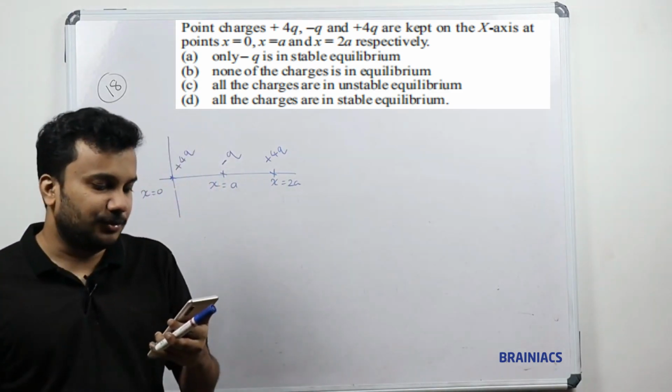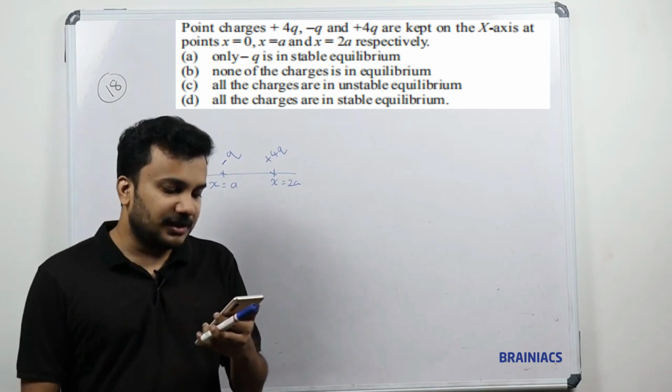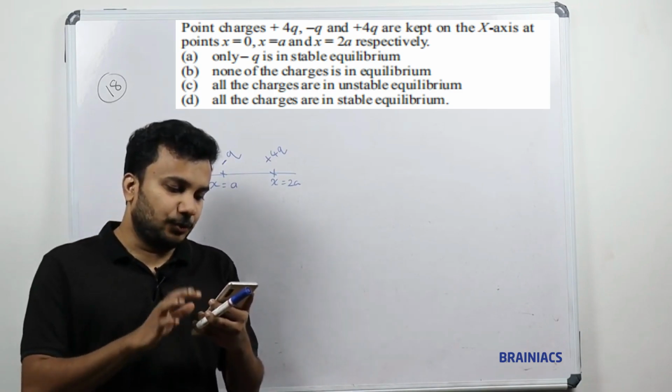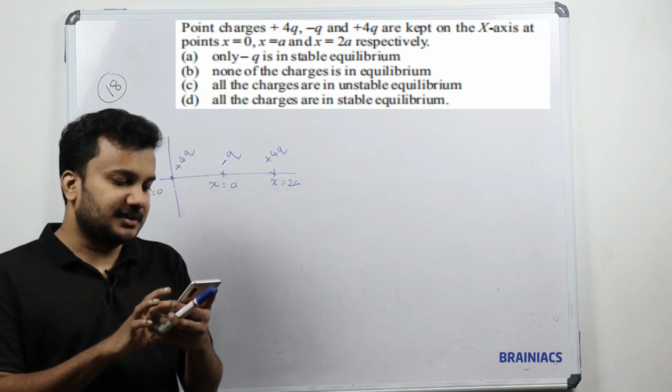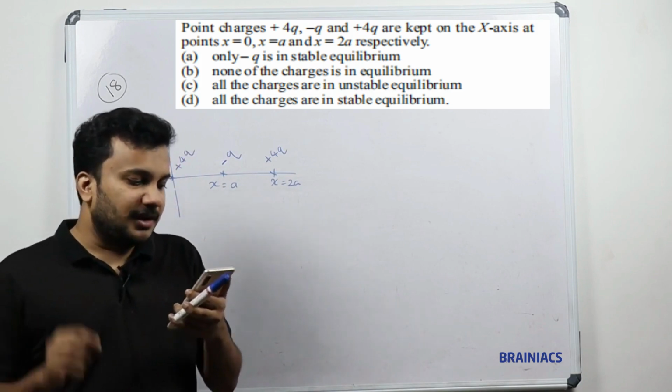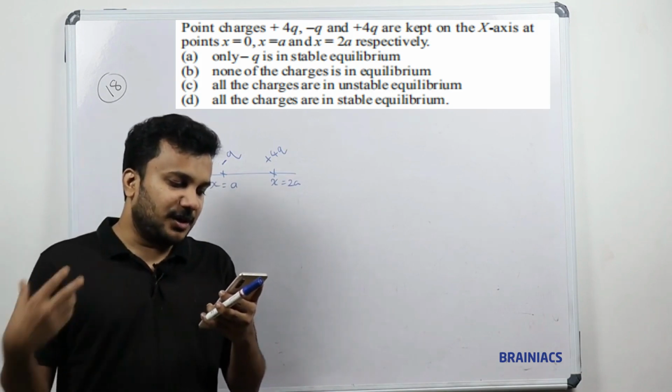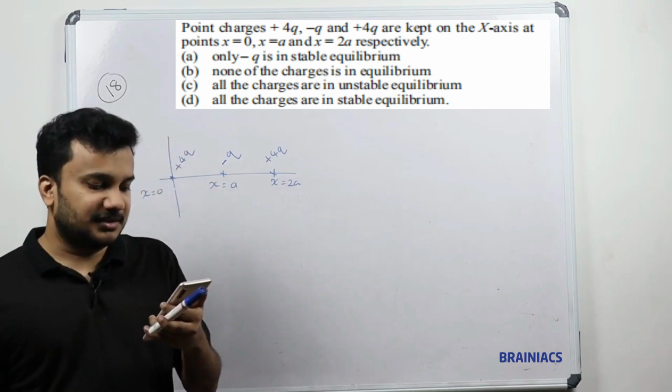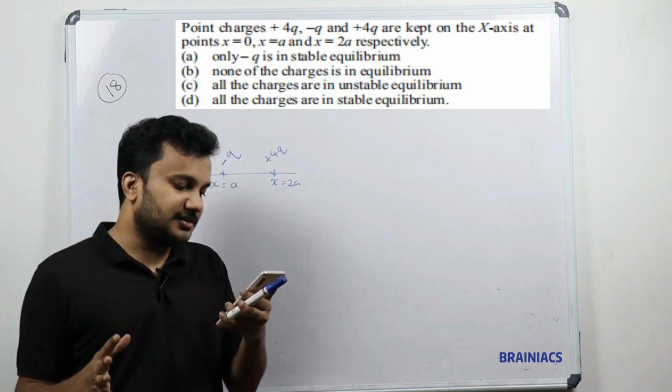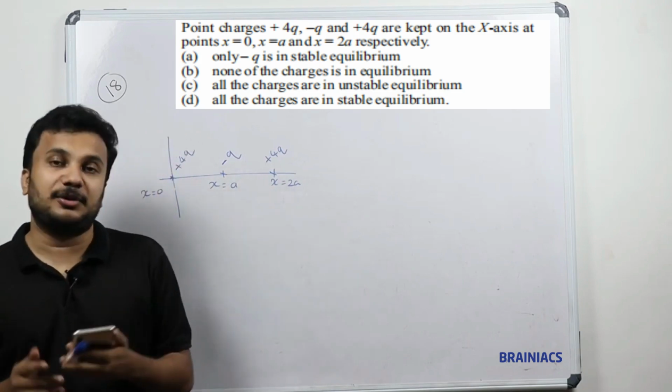So here we have to discuss it. Plus 4q, minus q and plus 4q are kept on the x-axis at equal distances. Which of the options is correct: only minus q in stable equilibrium, none of the charges in equilibrium, all the charges in stable equilibrium?